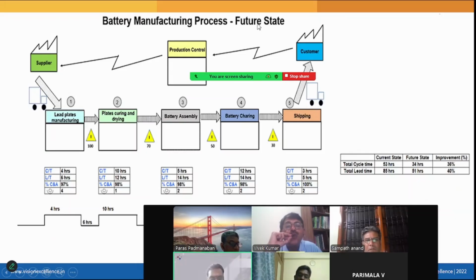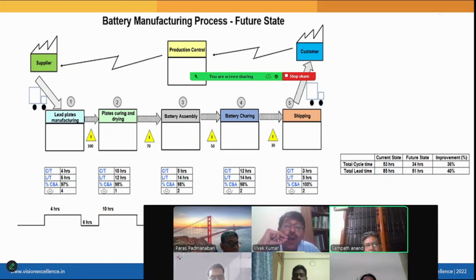this is our future state. This is what we desire to achieve. We will find ways to reach there. We are not yet there. Can you see that? We draw the future state map in the very beginning of the project. We are not yet there, but we definitely believe that that is where we want to reach.